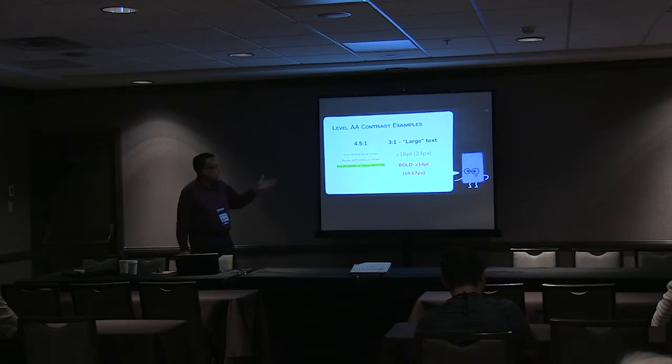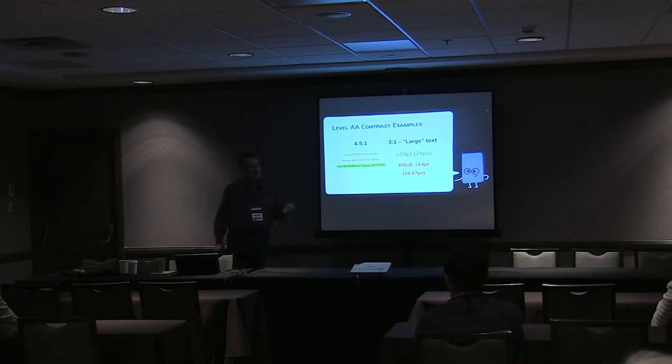We have some examples of conformant color combinations. These are not design suggestions, by the way. These are just color combinations that happen to be conformant. So this is just a starting place, certainly not where you need to end up. This purple on white is just about exactly 4.5 to 1.